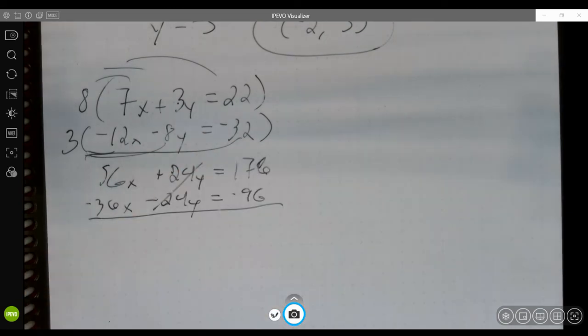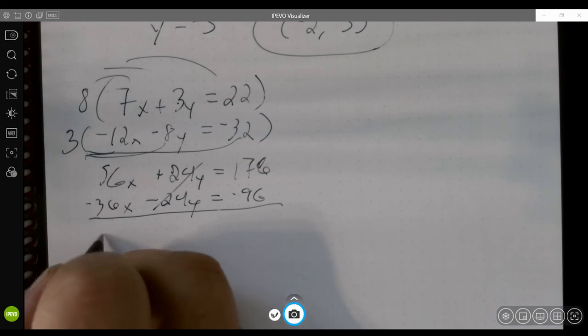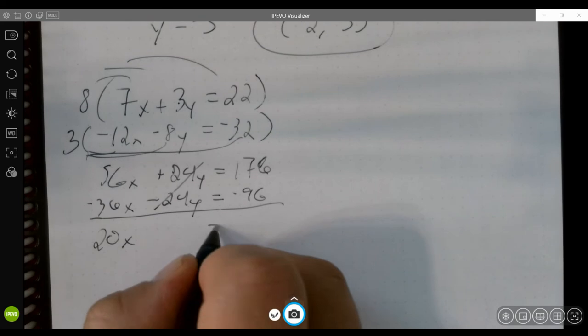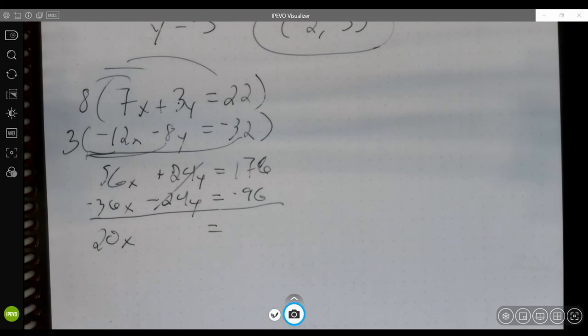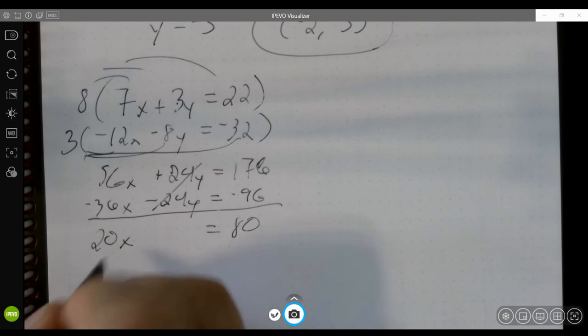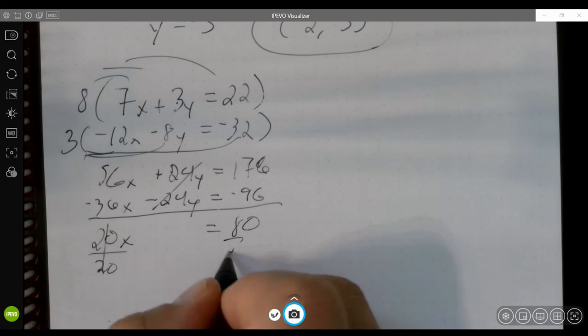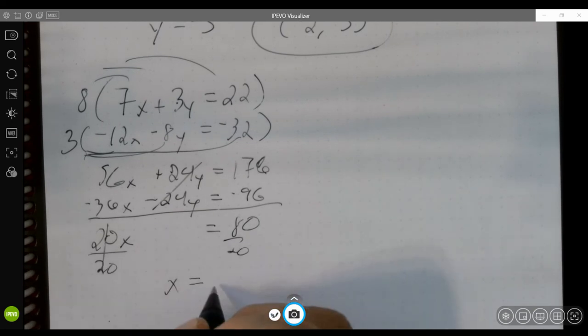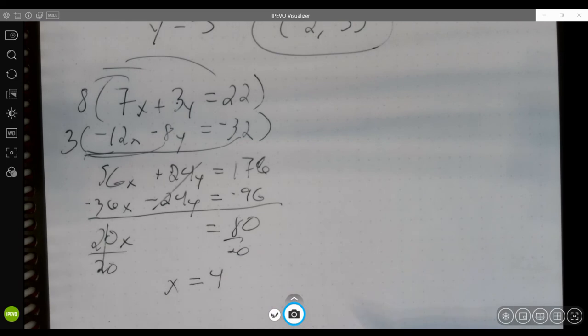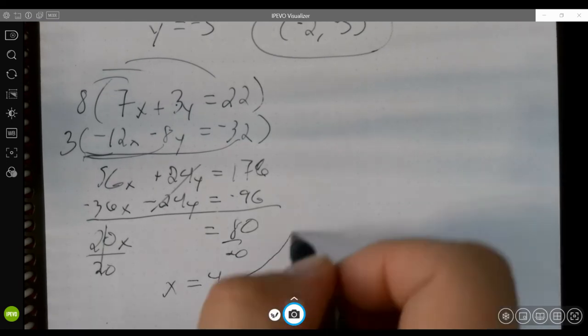I'm going to cross the y's out first because those eliminate. Positive 24, negative 24. Eliminate. 56 minus 36 is 20x equals 176 minus 96 is 80. So I divide both sides by 20 and I get x is equal to 4. Not done because I still need to plug that back in to find the y.